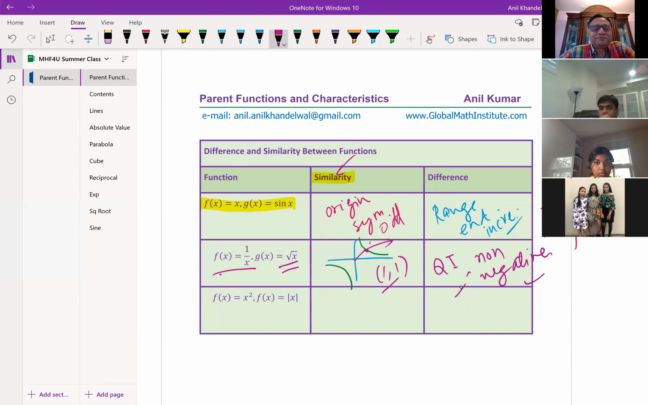Right? Yes. Now, look at these two functions, which are a parabola and the absolute value of x. How are they different? Tell me. And how are they similar? As far as similarities go, what can you say? Mohammed, can you give me some similarities between these two functions? They both have a point at the origin. Yes, correct.